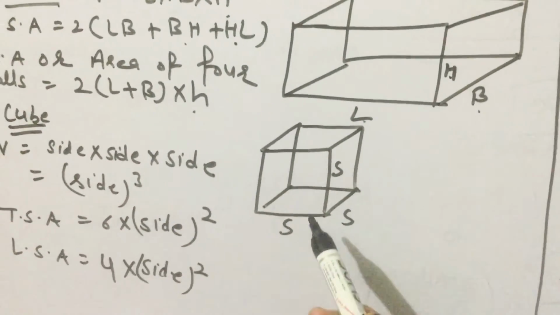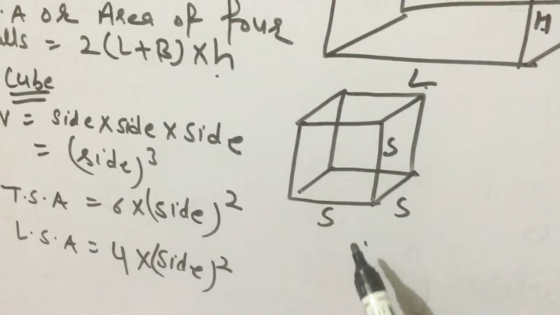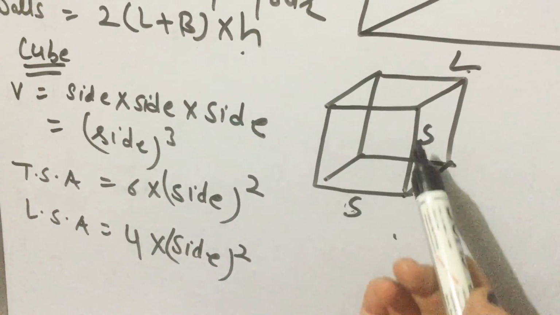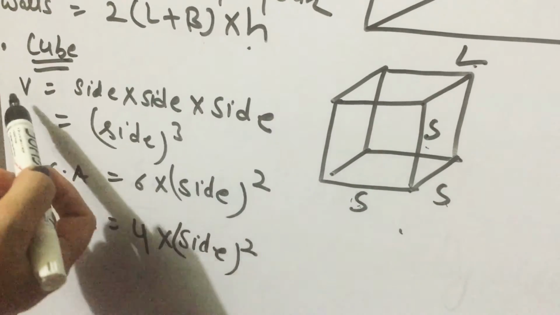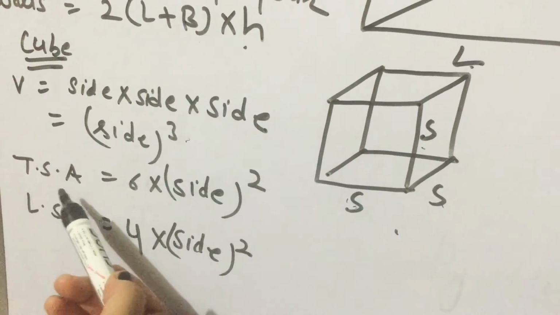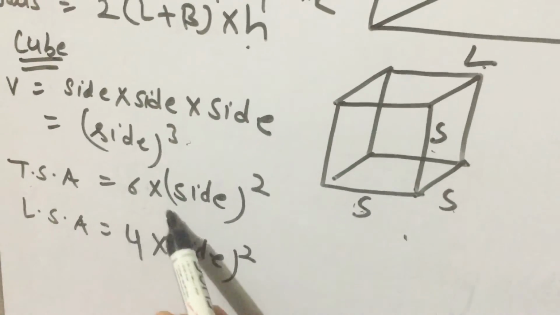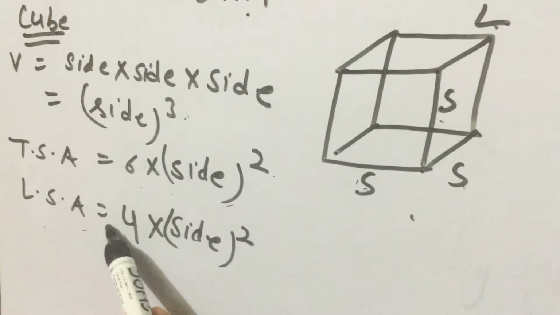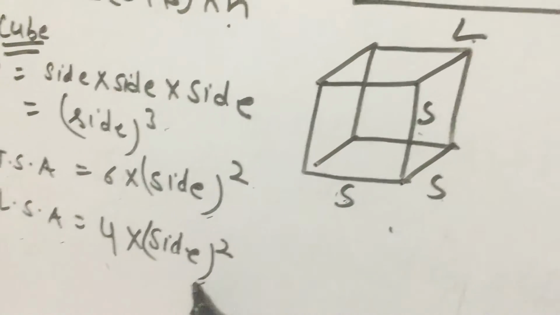This is a cube. We all know that a cube has all sides equal, side. Length, breadth and height are all equal. So volume is side into side into side, side raised to power 3. Total surface area is 6 into side square. And the lateral surface area or area of 4 walls, you can write 4 into side square.